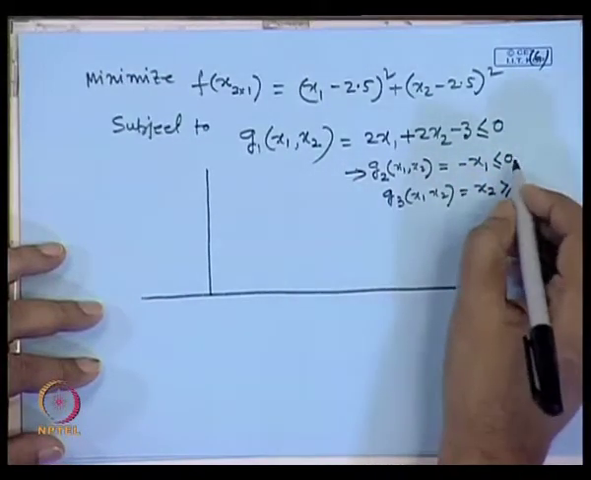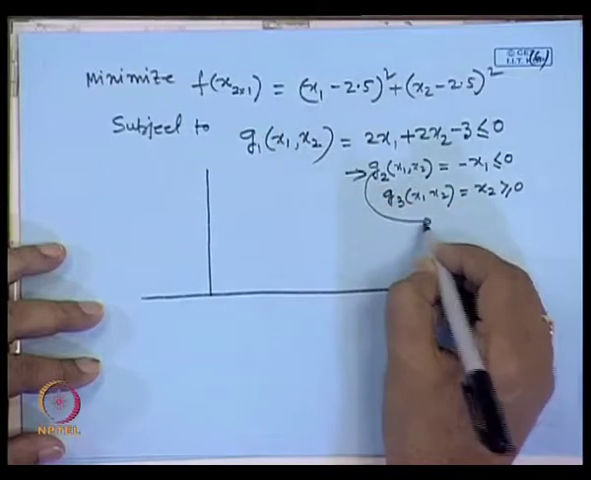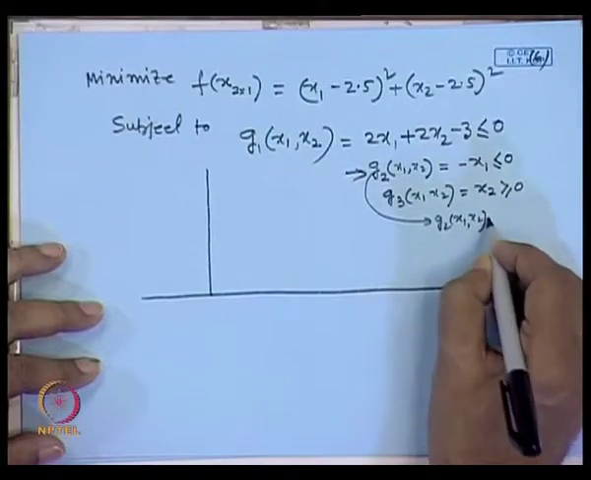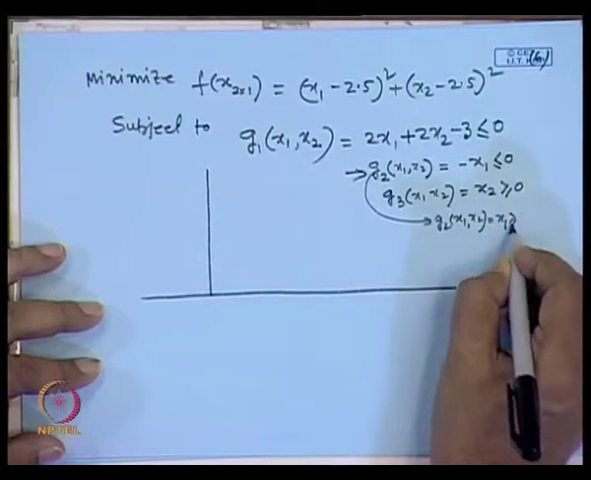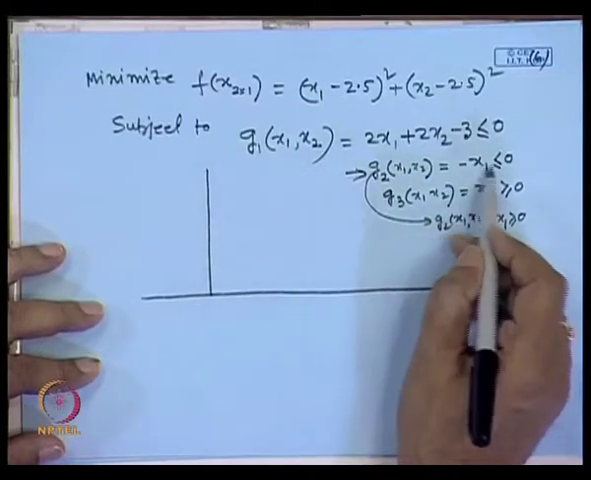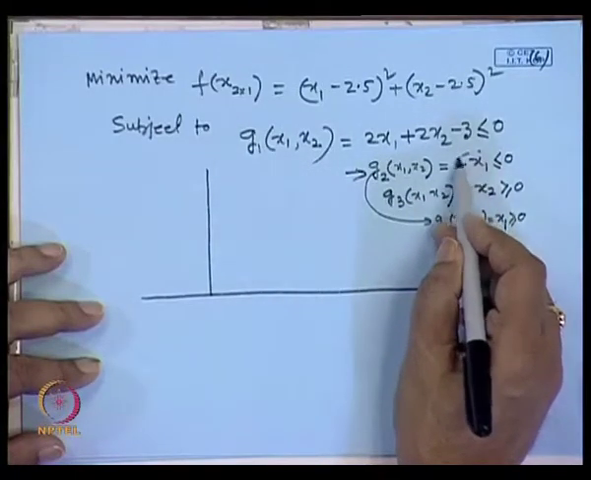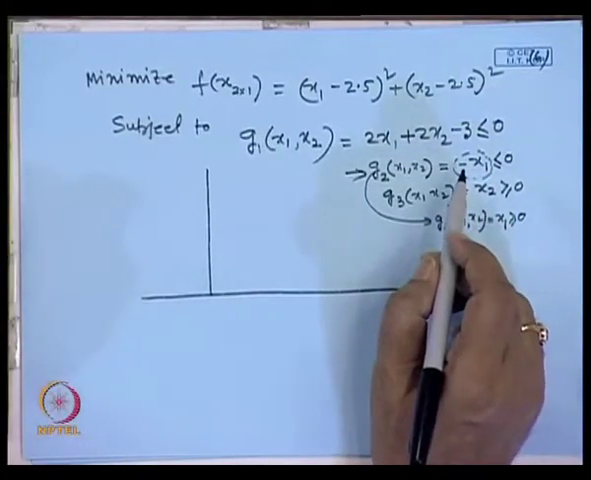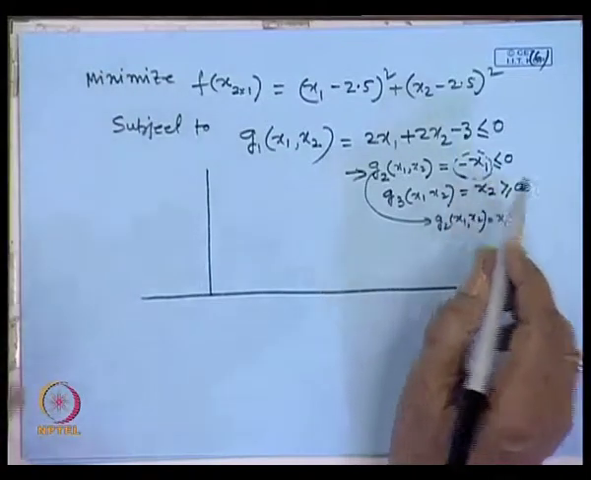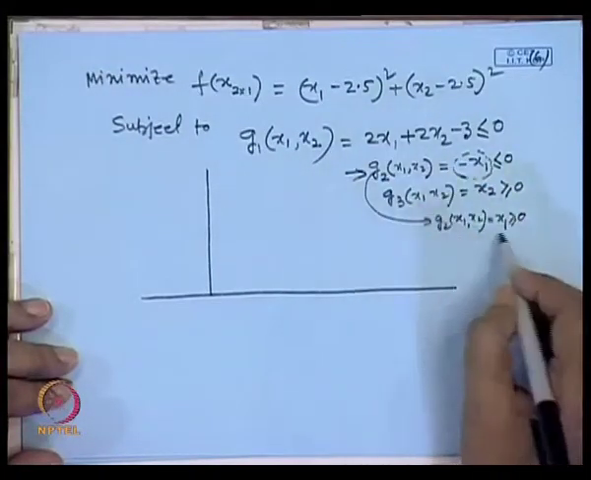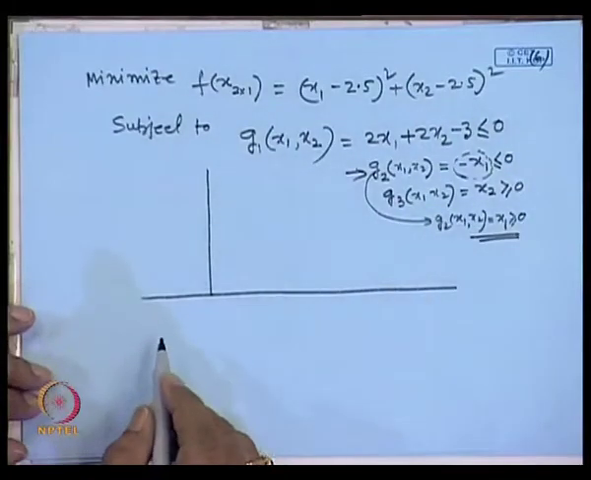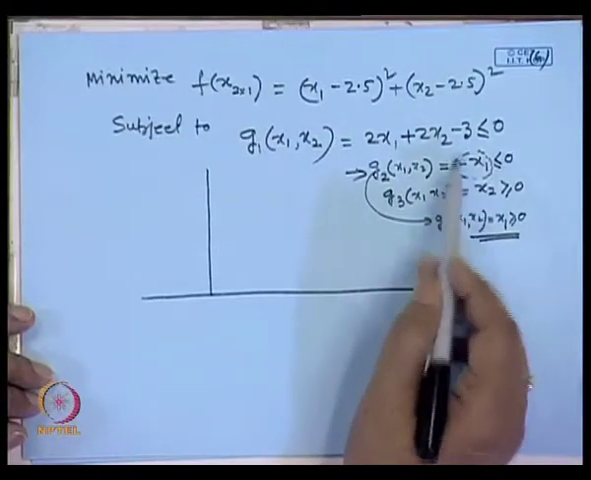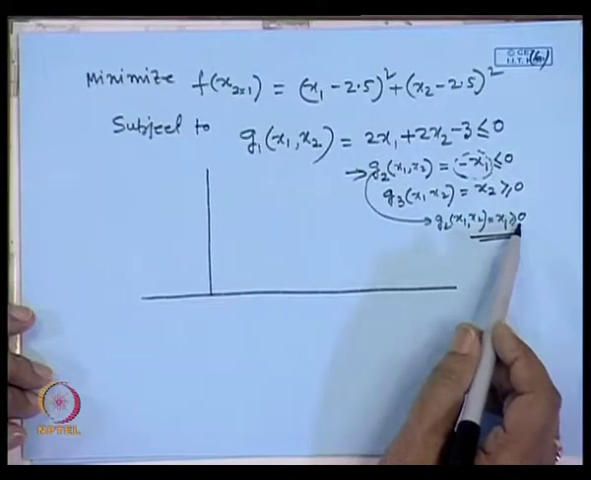So, in another way I can write g 2 of x 1 and x 2 is equal to x 1 greater than equal to 0. Because this expression is showing that this quantity is always less than 0. When is it possible? When x 1 is greater than or equal to 0. So, in other words, let us say that constraint g 2, in place of this I am writing x 1 is greater than equal to 0.